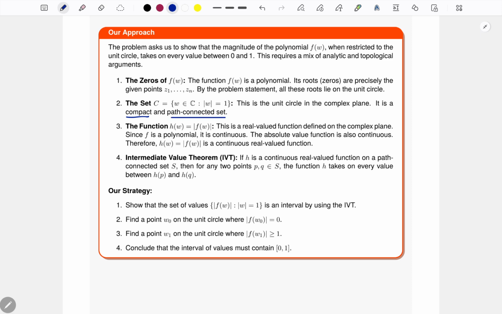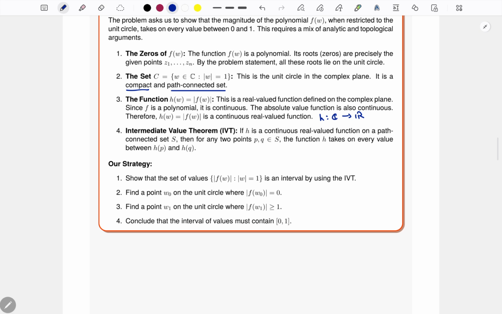We define h of w equals mod of f(w). This is a real valued function defined on the complex plane, and since f is a polynomial, it is continuous. The absolute value function is also continuous. So h is a continuous function from C to R.